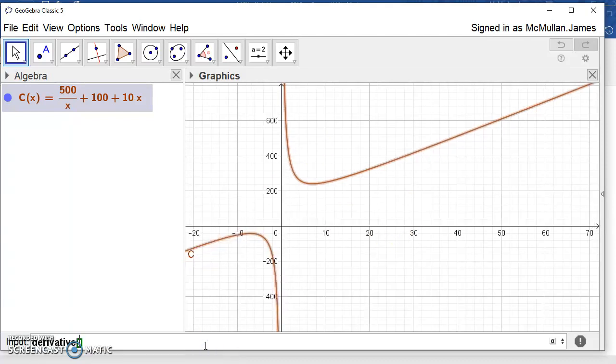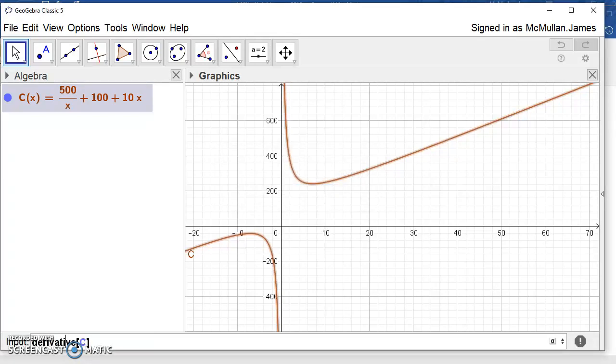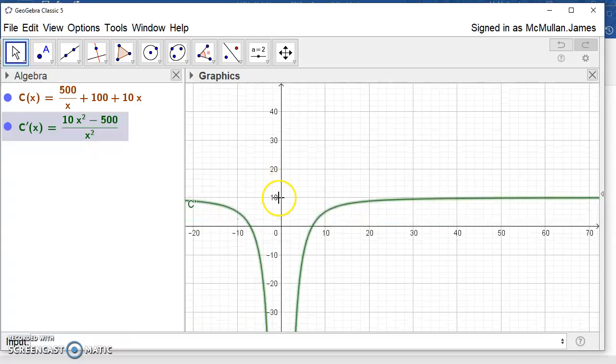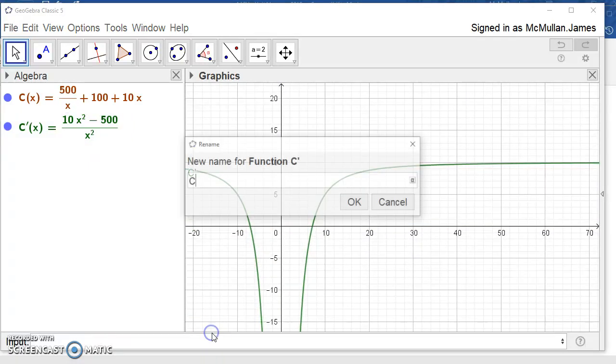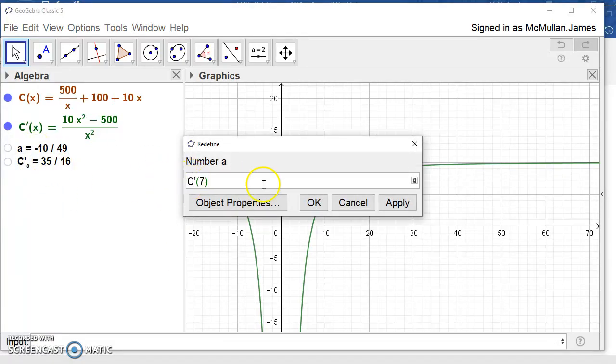When we graph the derivative here, derivative c, I don't know what I did wrong there. Okay, anyway, there's our derivative. Just to appreciate this a bit better, earlier I asked us to check what is C prime of 7. And C prime of 7, you can see, is negative. C prime of 8 is positive, whereas C prime of 7 is negative.